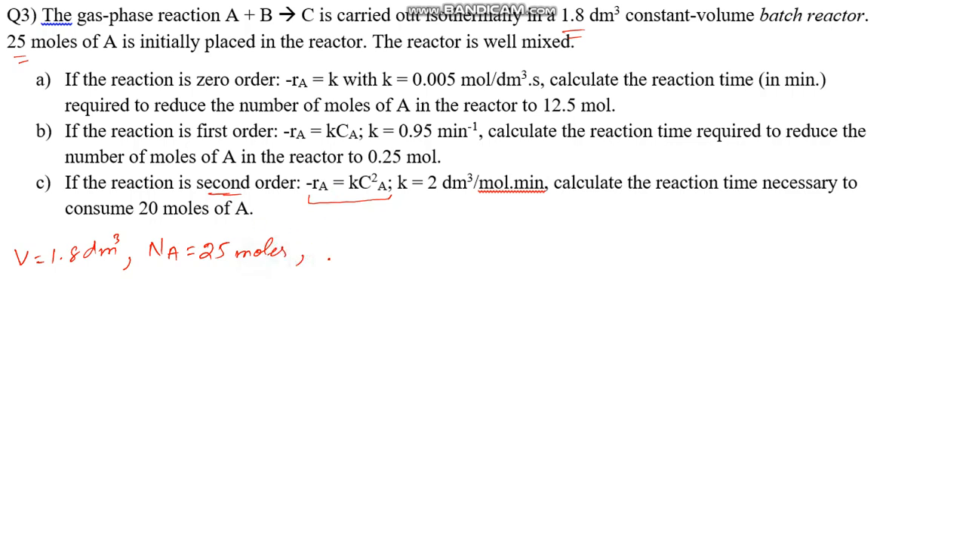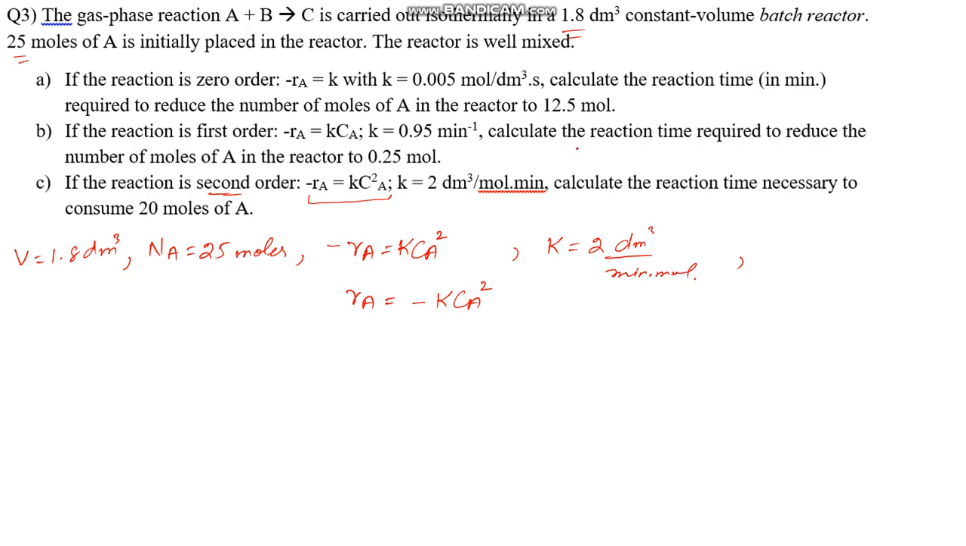So it is a second order reaction and rate minus Ra is equal to K Ca square. So what is Ra? Just take the negative to the other side, Ra is equal to minus K Ca square, and K is equal to 2 dm cube per minute per mole. And this last thing you need to read carefully.